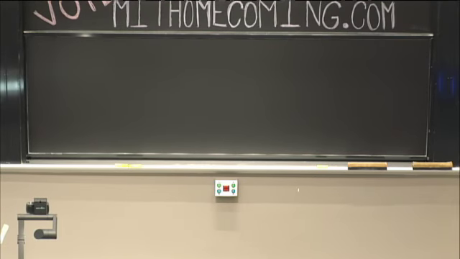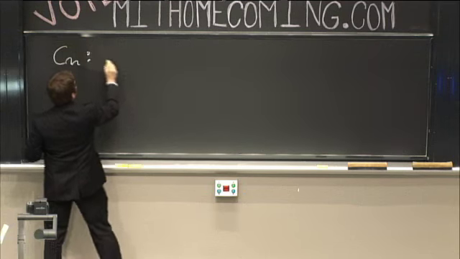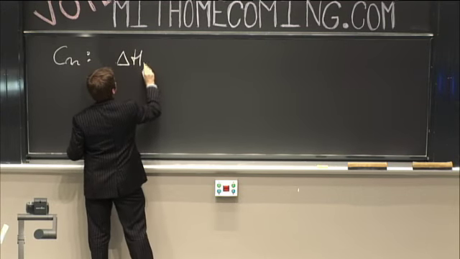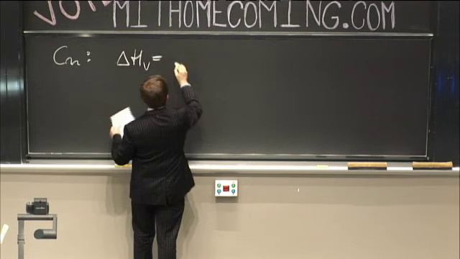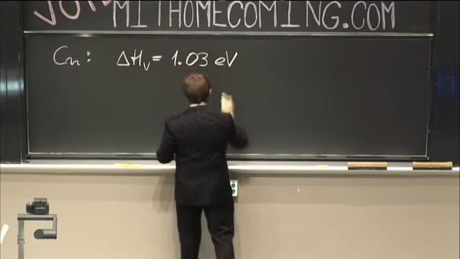To do that, we've been provided with what is the common currency in science, which is published experimental data, which we find from published journals, which we find online through, for example, Web of Science. And from this journal, we find that for copper, the vacancy formation energy is 1.03 electron volts.